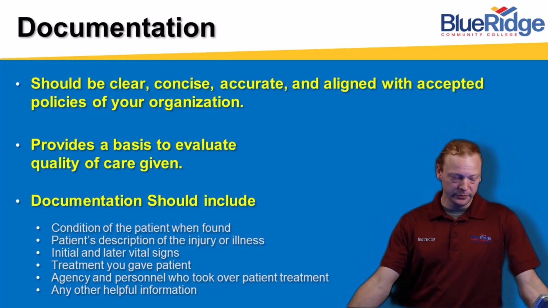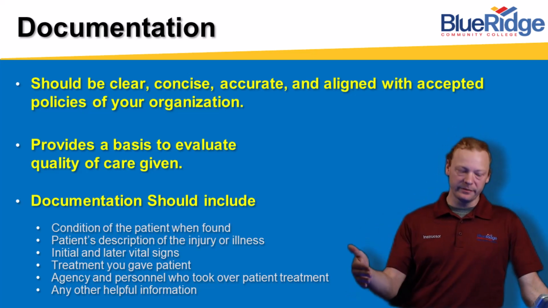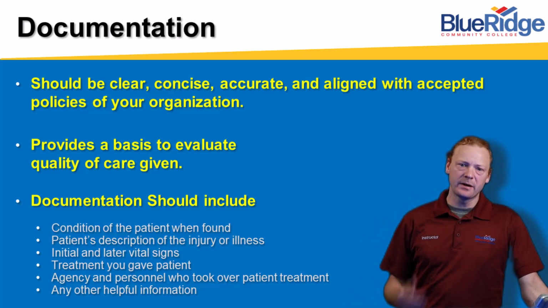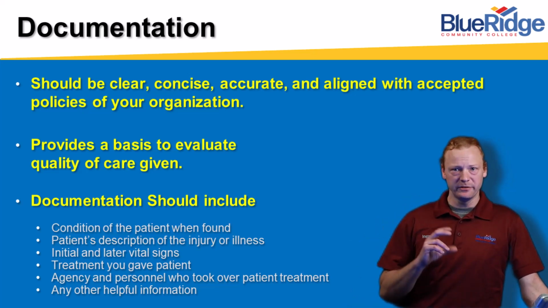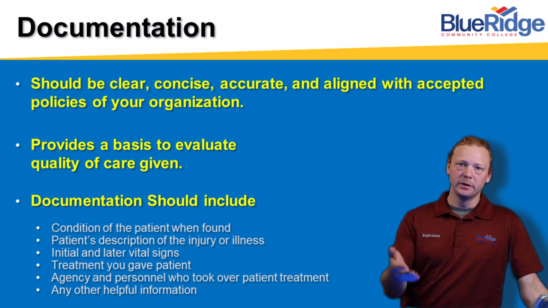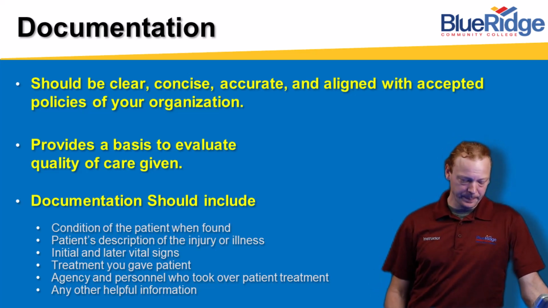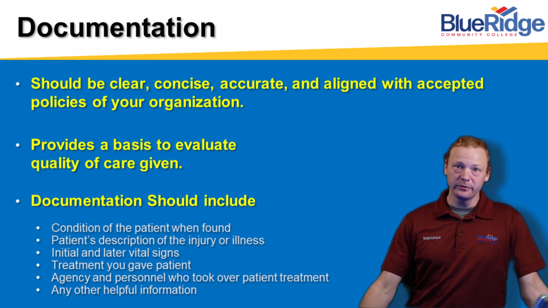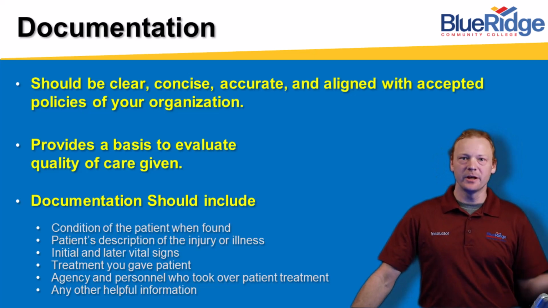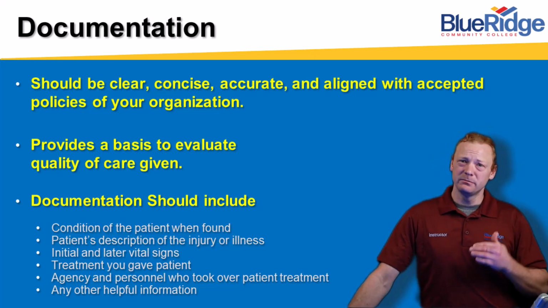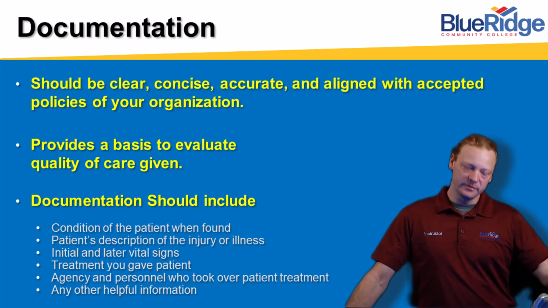So it should include the condition of the patient when they were found, and the patient's description of the injury. How does the patient describe it to you, not necessarily what you saw? And then what did we do initially to care for that patient? We want to include our vitals in our documentation, or the patient's vitals, not our own. You can if you want, but make sure you document that these are my vitals and this is the patient's vitals.